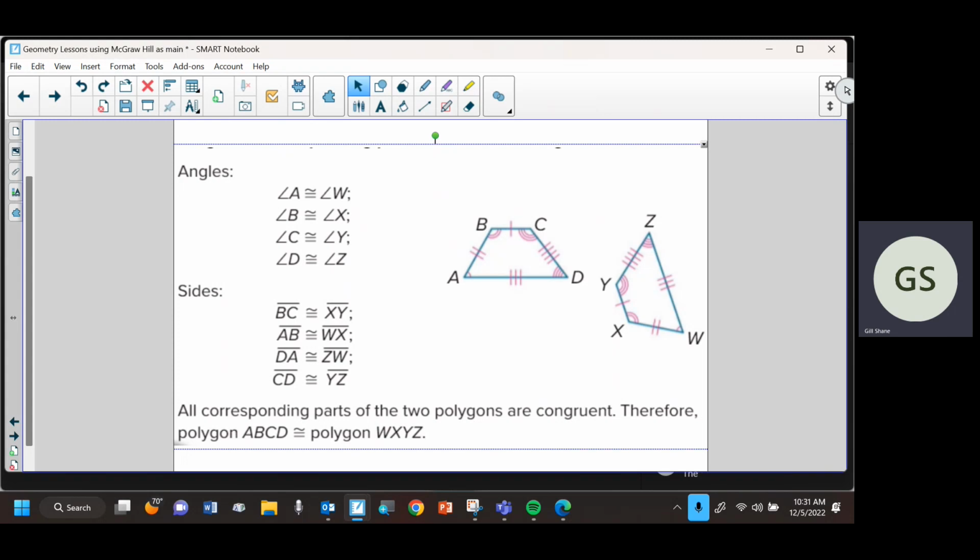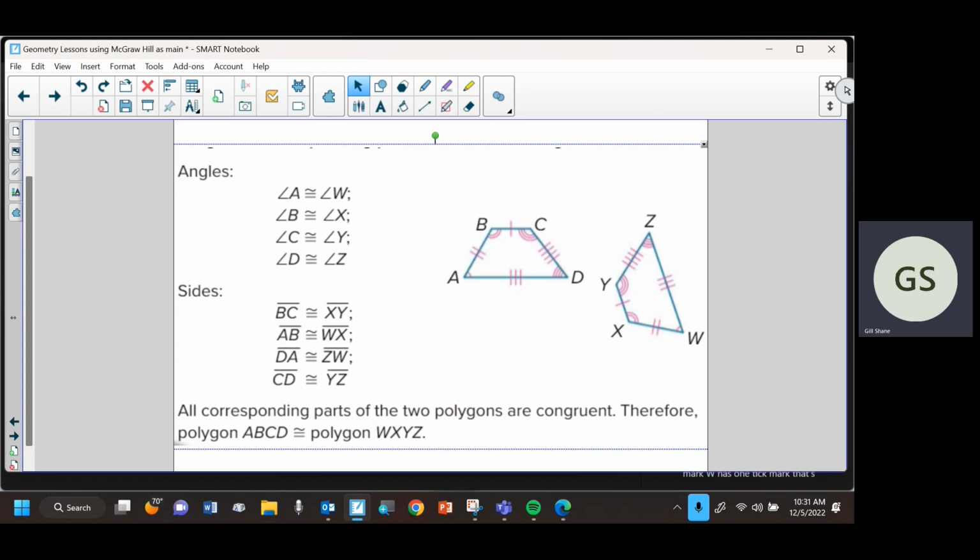The next important thing to note is that when you name them, they are in order. The A angle will match up with the W angle. You can look up there just to confirm that. A has 1 tick mark, W has 1 tick mark.